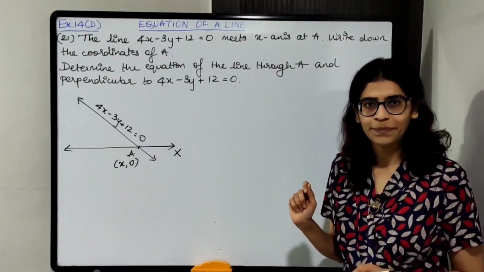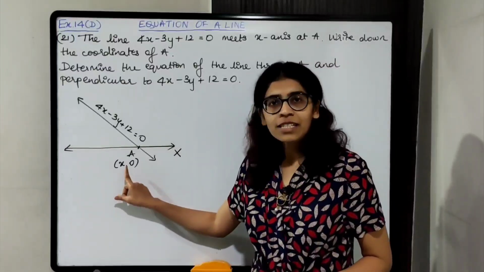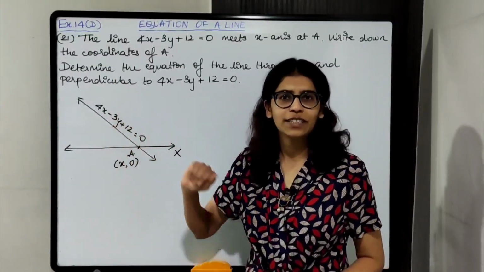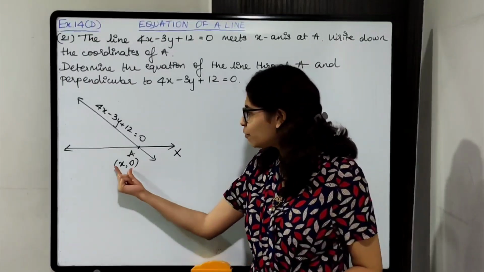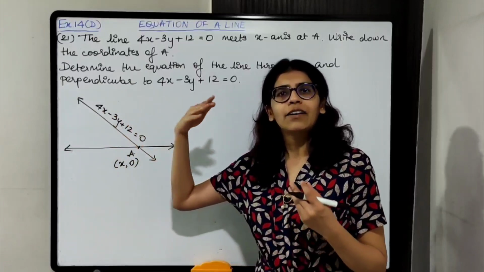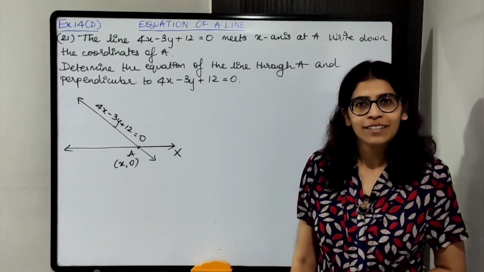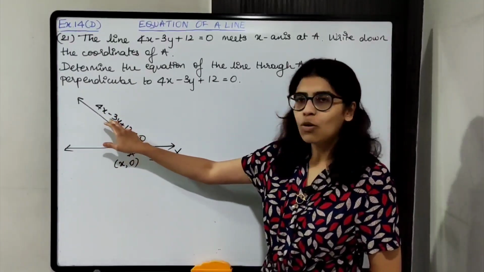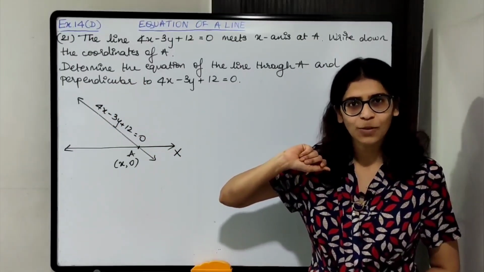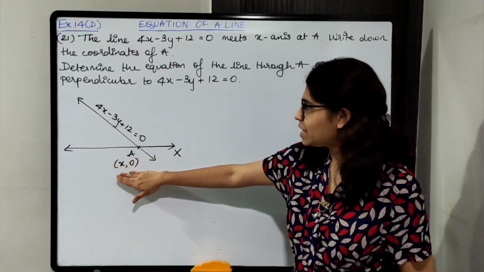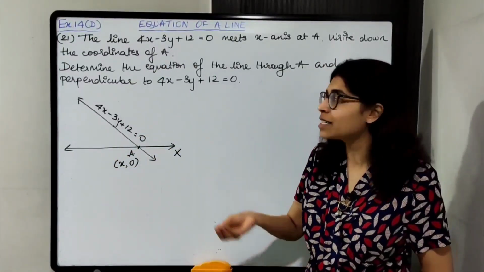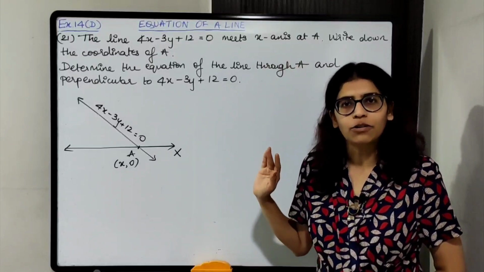Okay. Now since this point is lying on this line, it has to satisfy the equation. So if I put the coordinates in the equation, I will get the value of x because y 0 होगा, so I'll easily get the value of x. Okay. So बहुत easy है, A का coordinates easily मिल जाएगा.